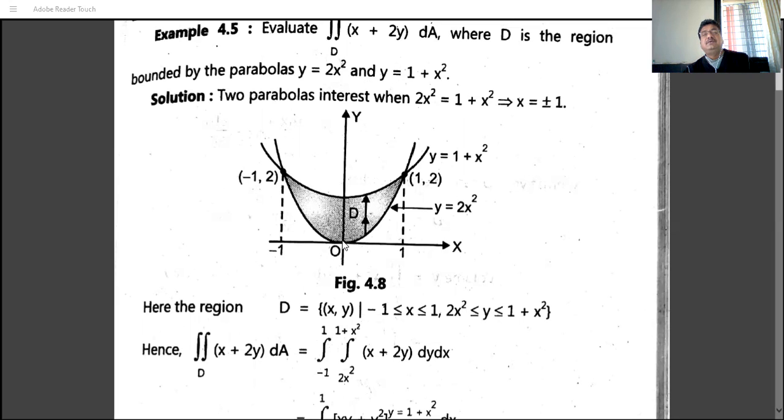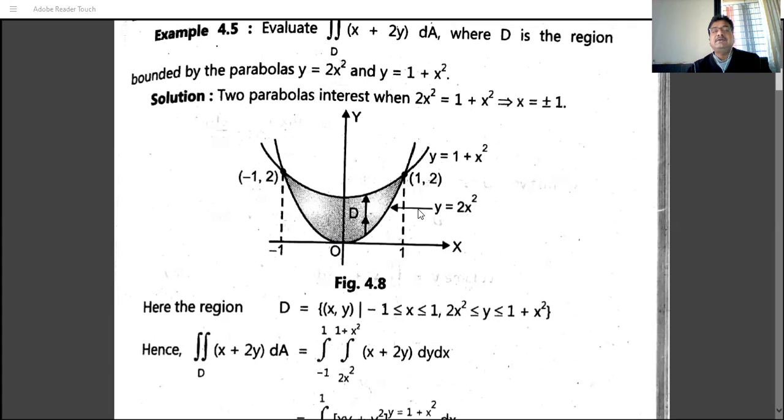0, 0. When the vertex of the parabola is 0, 0, the origin, as here in y is equal to 2x square, its vertex is 0, 0. X square means around the y-axis. The parabola is around the y-axis, but the vertex is 0, 0 because there is no constant term.